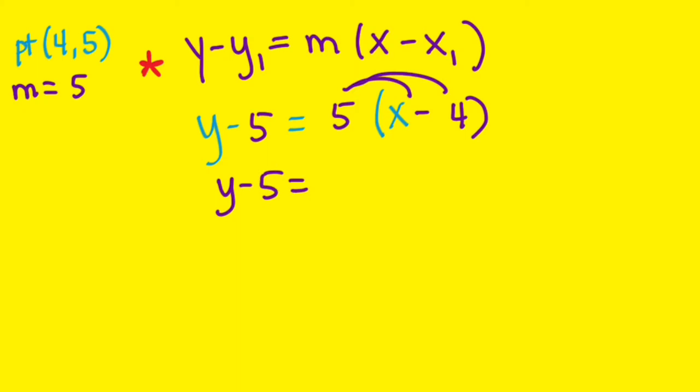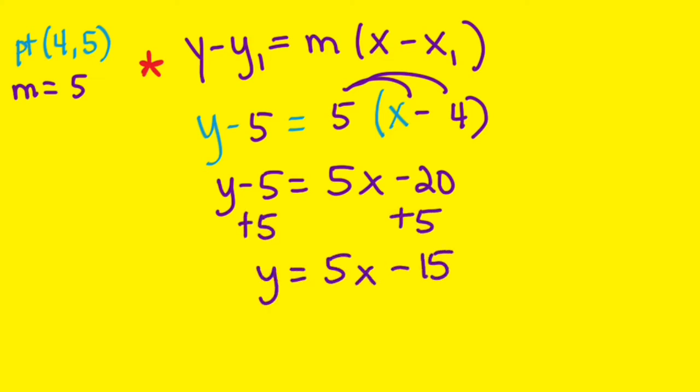I distribute 5 times x and 5 times -4, and I solve for the new equation of the line. So this equation of the line, y equals 5x minus 15, will be parallel to our other line. And more importantly, it goes through this point right there, which is what it had to do. It's not any old parallel line, that would be just the same slope, but it had to go through that point. Therefore, it has to have a different y-intercept, a specific y-intercept.